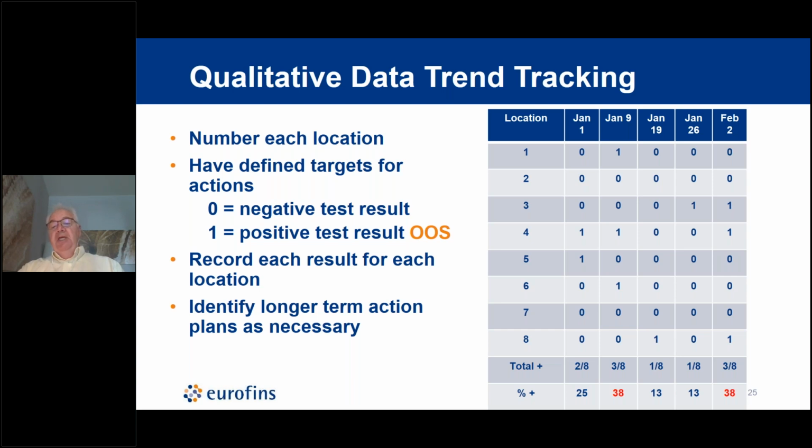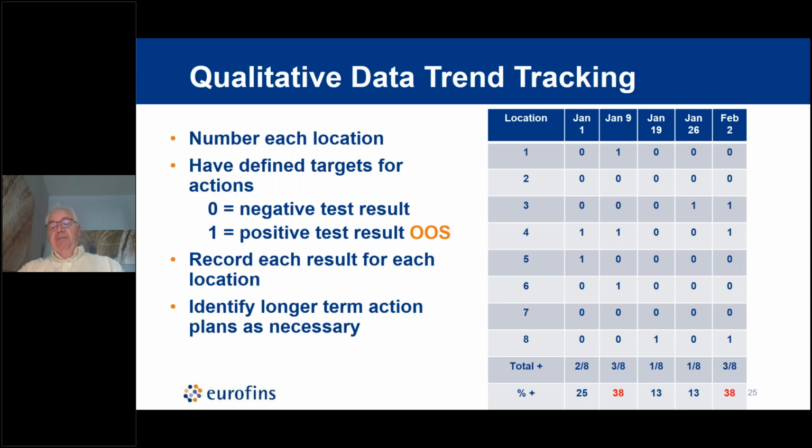So January 19, in this case, all the prior out of specs have been brought back under control. So yay, we finally figured it out. However, location 8 now is out of spec. However, we've seen dramatic improvement in the total rate of out of spec. We've gone from 38% failure down to 13%.